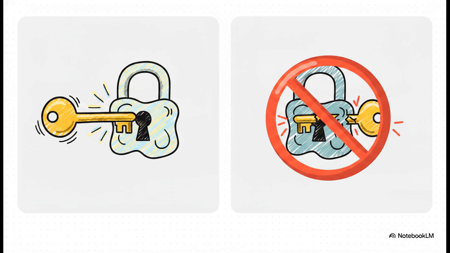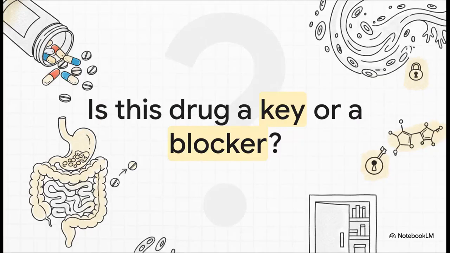And that brings us to the end of our journey today. The next time you look at those colorful capsules, you now know the incredible dynamic science packed inside them. So I leave you with this to ponder. Next time you open your medicine cabinet, ask yourself, is the chemical inside this bottle acting as a key to start a process in my body or a blocker to stop one?